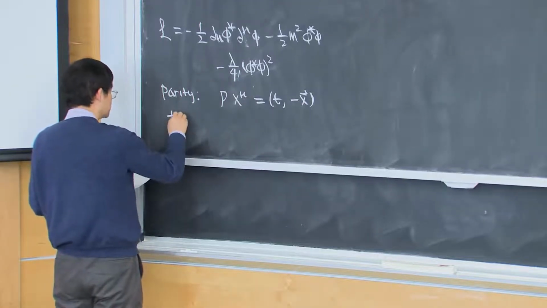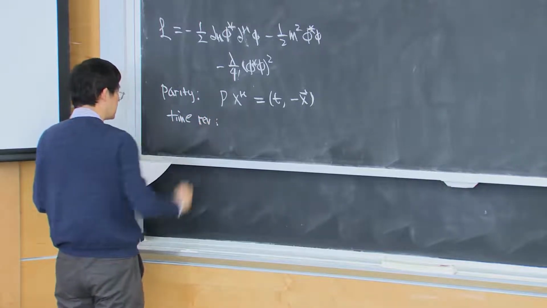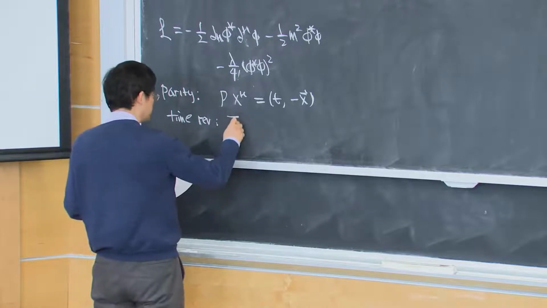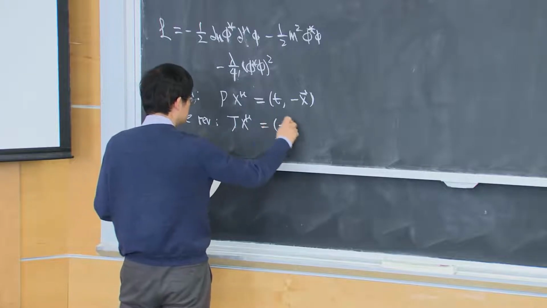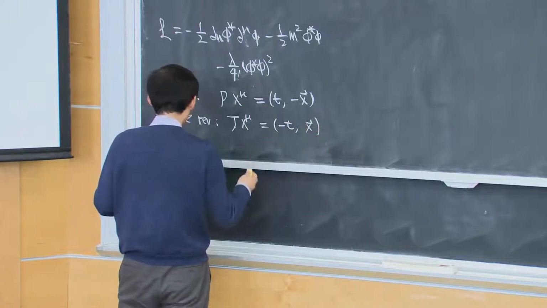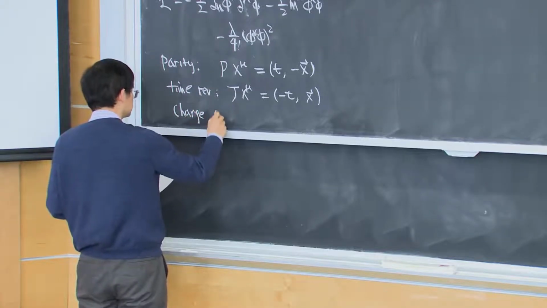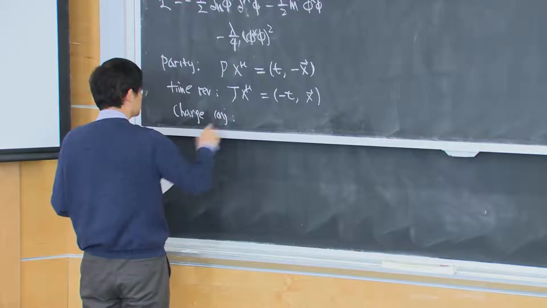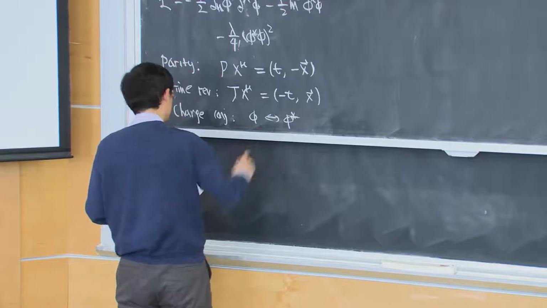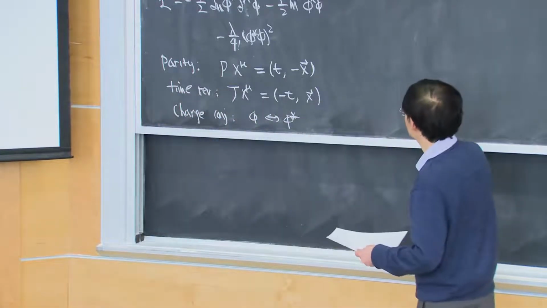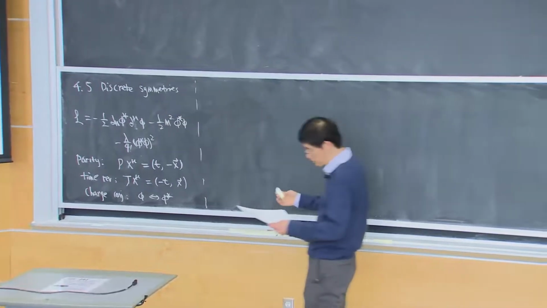And you also have time reversal, which I normally write as a script T, acting on x^mu by taking t to minus t and x to x. It does not do anything to x. And then we also have charge conjugation, which takes phi to phi star. And so, of course, our goal is to understand those symmetries at the quantum level.